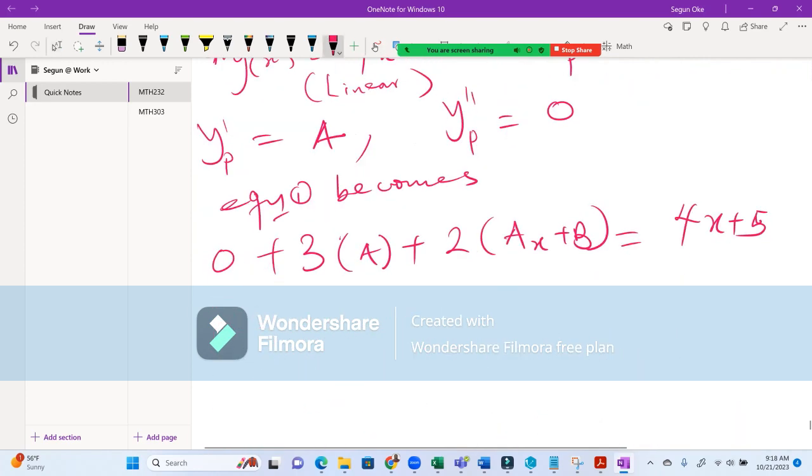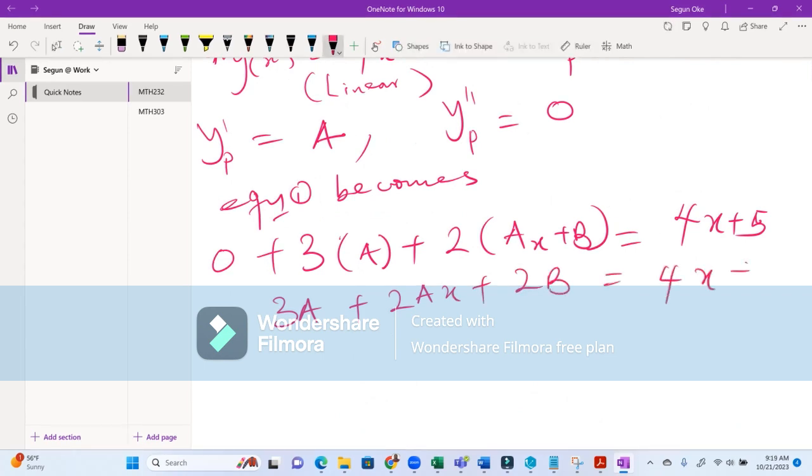Now, we can write 3a plus 2ax plus 2b equals to 4x plus 5. Now, we have to do a kind of abracadabra. It's very simple. All you need to do is just to equate the coefficients. So, any term that contains x will equal the one with x. Any term that contains a constant will equal the one with a constant. That's how you solve this problem from here.